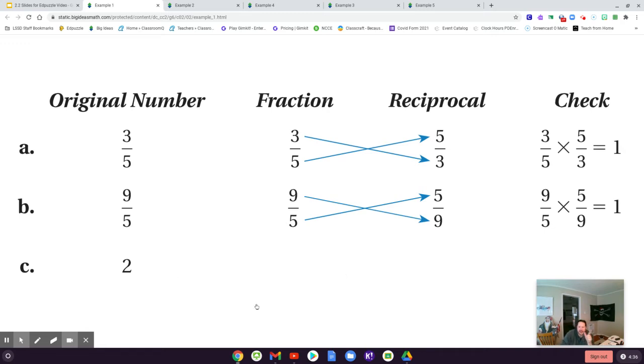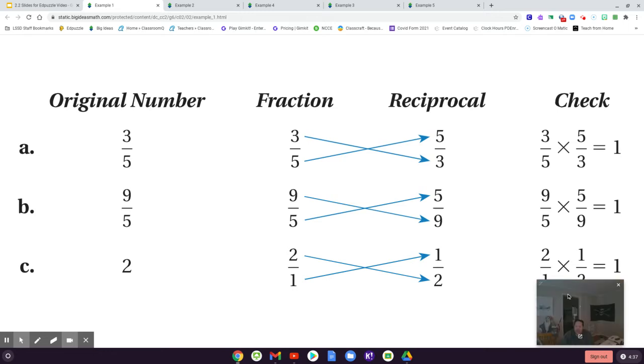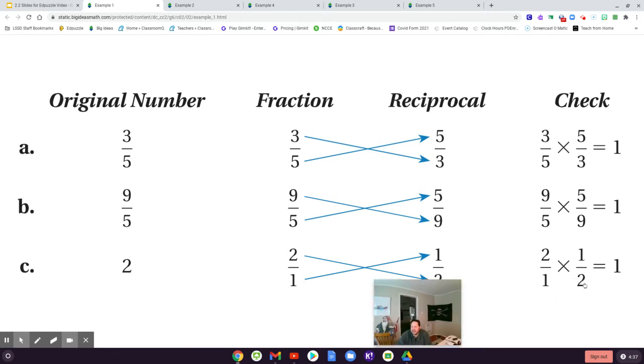Okay, this third one's a little tricky. So first, how do you write 2 as a fraction? Yeah, it's 2/1. So what's the reciprocal of 2? It is a half. So you take that 2/1, flip it over, it's a half. And you can check it again by multiplying. 2/1 times 1/2 is the same as 2/2 or 1. Okay, so now we're going to go back.